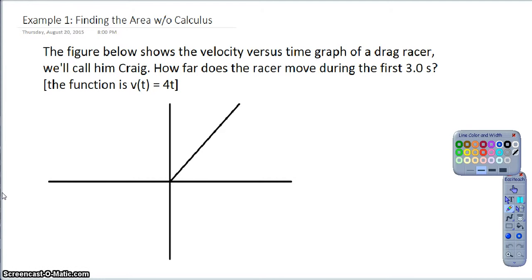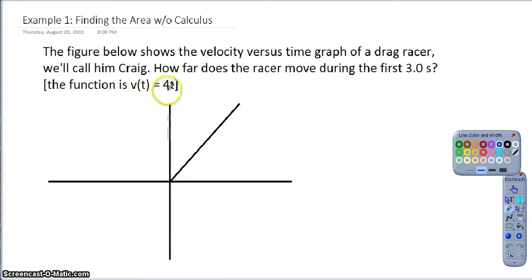So this is one where we won't have to use any calculus. The figure below shows the velocity versus time graph of a drag racer. We'll call him Craig. Obviously that is completely irrelevant. How far does the racer move during the first 3 seconds? I did throw in here because obviously I just kind of made this graph quickly. The function is supposed to be given by v of t equals 4t.